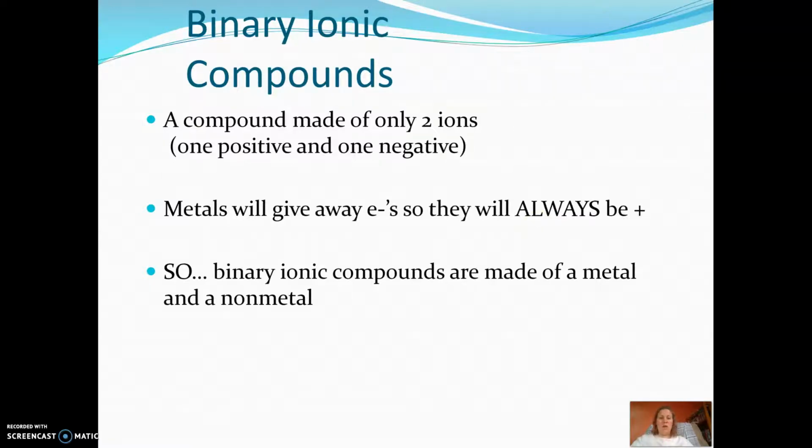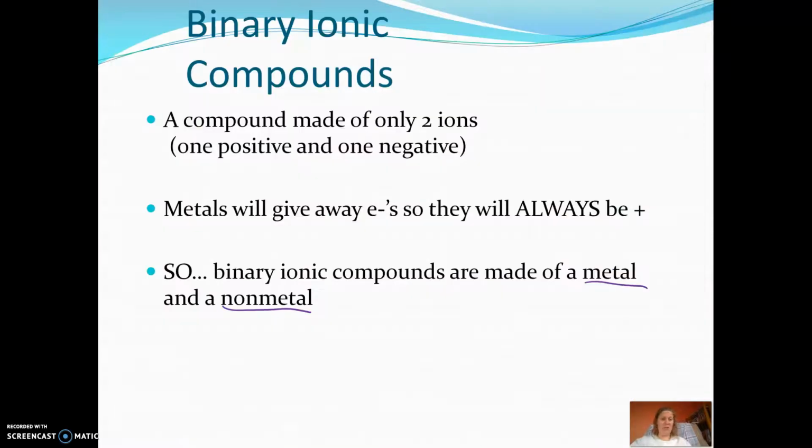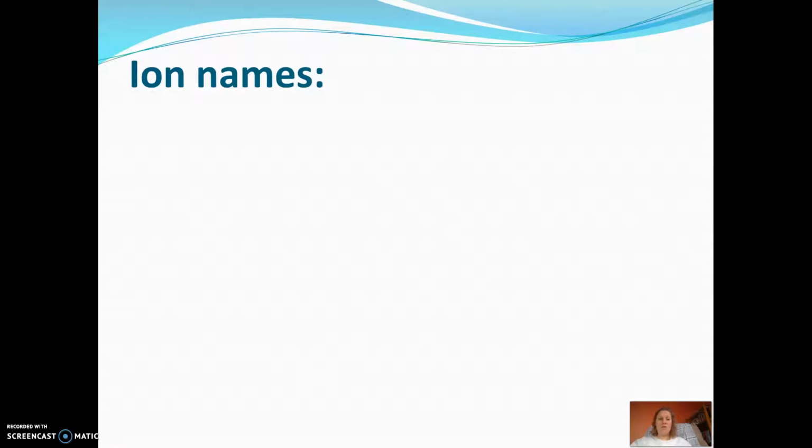So the shortcut then, a binary ionic compound is going to be a metal and a non-metal. Because ions, you have to have pluses and minuses so they cancel out. Okay, so how do you name them? Cations and anions are the fancy names. Cation is the fancy name for the positive ion, which is the metals.